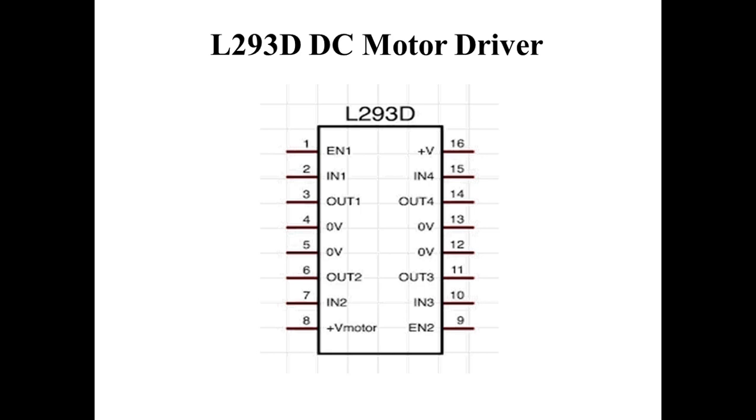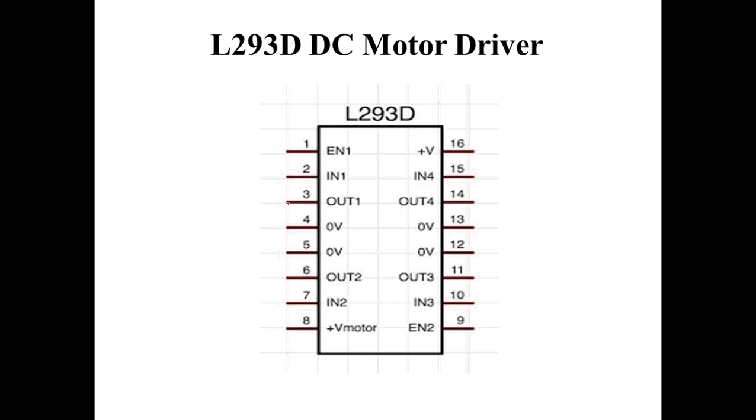So this is the L293D DC motor driver, where there are a total of 16 pins, as you can see over here. The numbering is done from 1, 2, 3, 4 and so on up to 16. Here you are supposed to remember one thing: whenever you look at the IC hardware, you can't see the numbers on the IC.